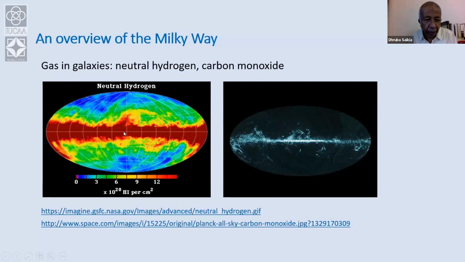I've just shown you neutral atomic hydrogen over here and carbon monoxide over here. And you can see the dense carbon monoxide gas has a much thinner layer than the neutral atomic hydrogen, which is all I wanted to show you, because this is where, as I kept mentioning, the stellar nurseries are. This is where new stars are born, from the dense molecular clouds, which are cold and dense and which can collapse under gravity to form new generations of stars.